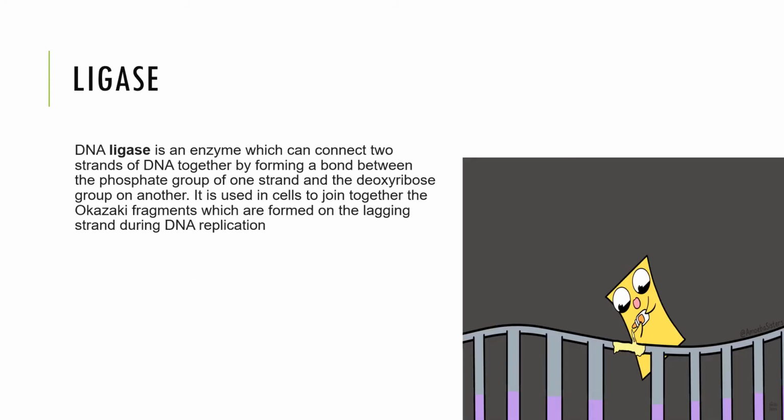Ligase. DNA ligase is an enzyme which can connect two strands of DNA together by forming a bond between the phosphate group of one strand and the deoxyribose group of another. It is used in cells to join together the Okazaki fragments which are formed on the lagging strand during DNA replication. Now, you'd ask me, what are these Okazaki fragments and lagging strand? Well, I'll come to it later.